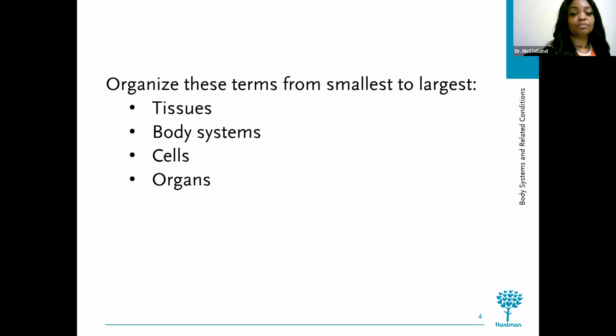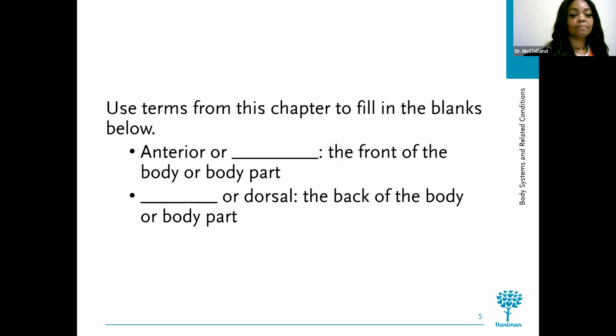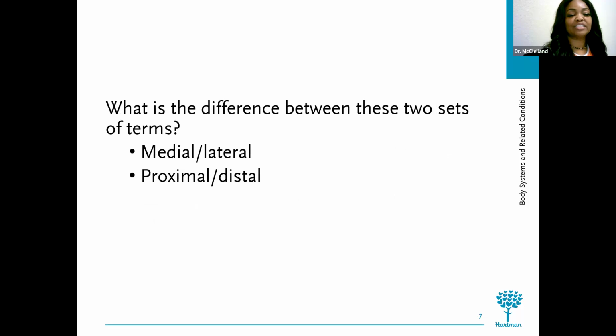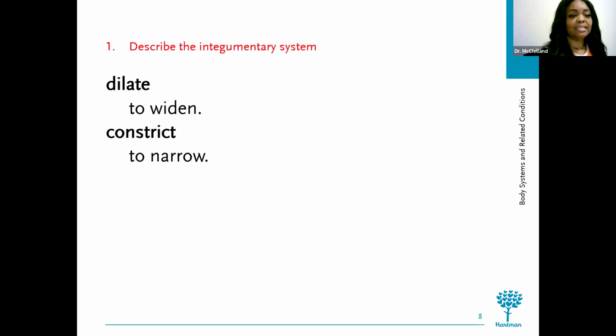Organize these terms from smallest to largest. You got tissues, you got body systems, cells, and organs. There's a pre-quiz before we get into the content. We're going to skip right on over that.